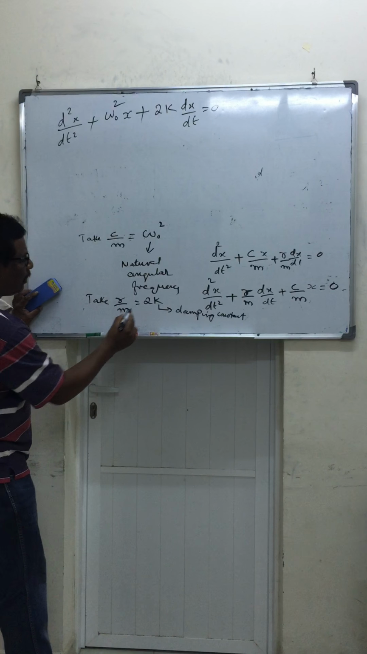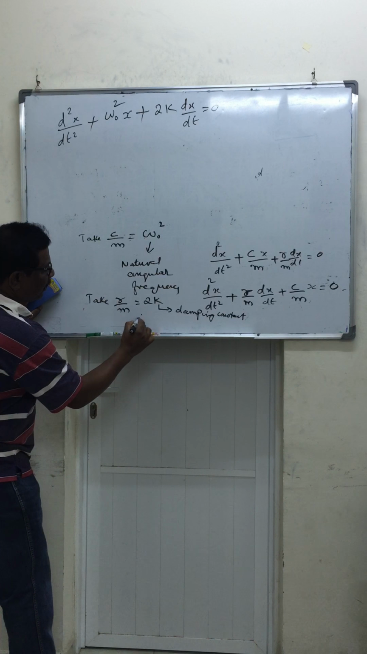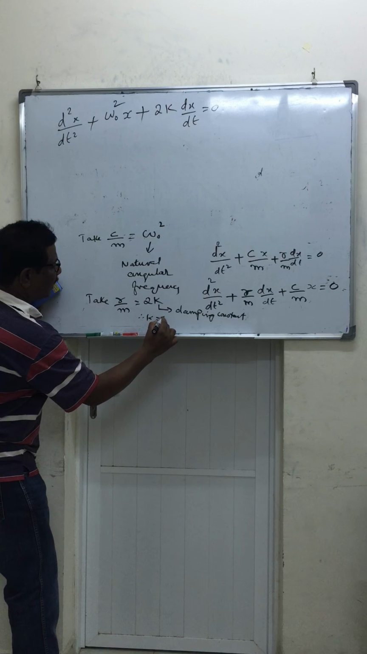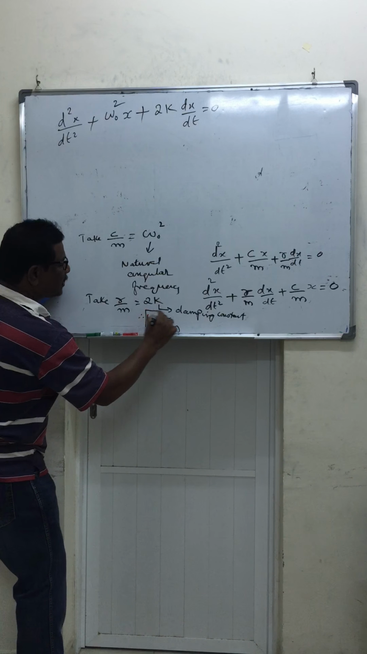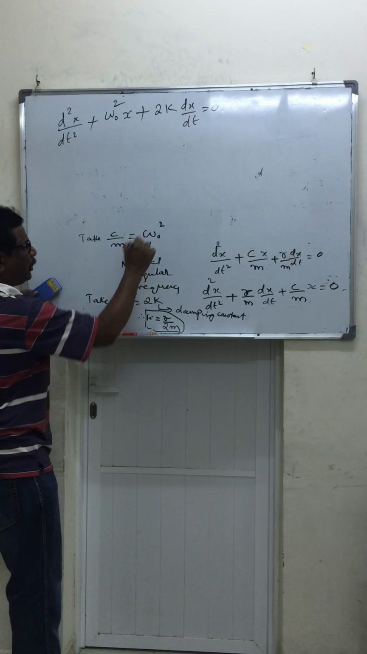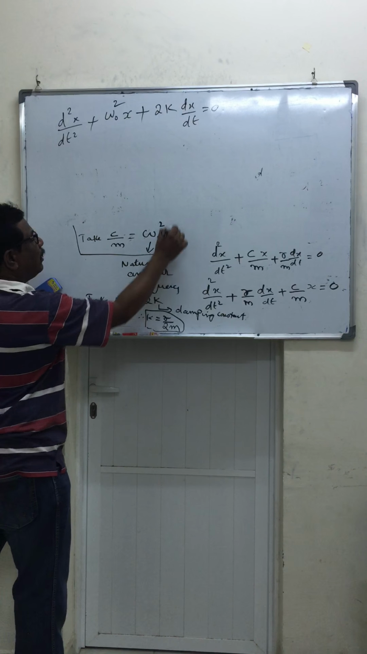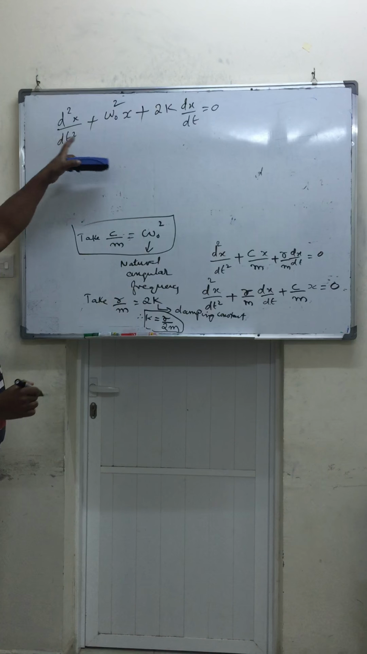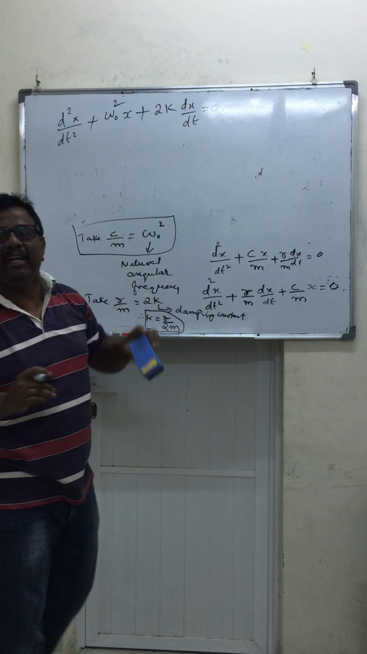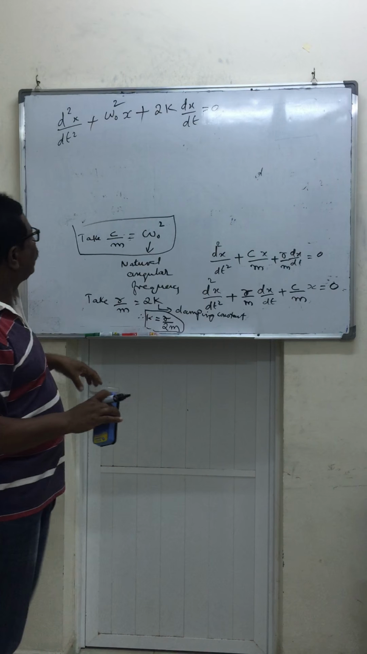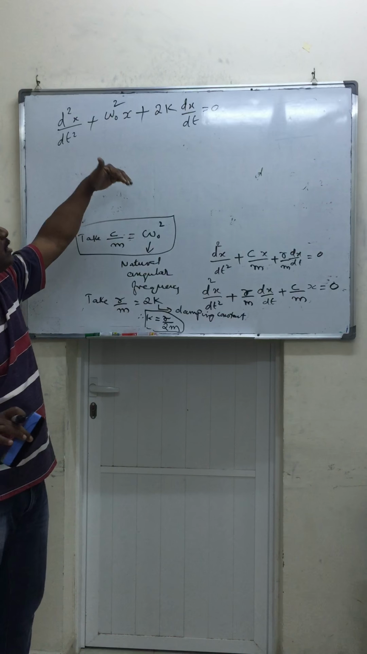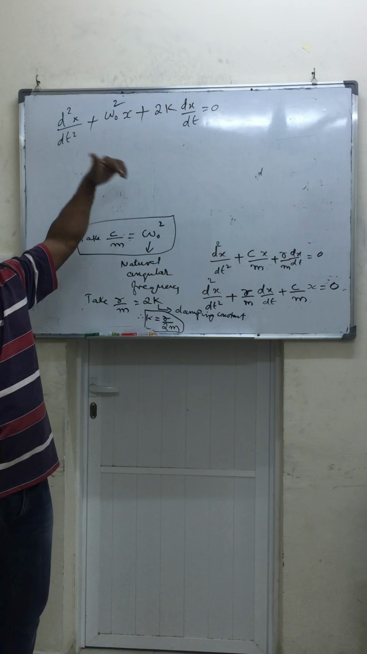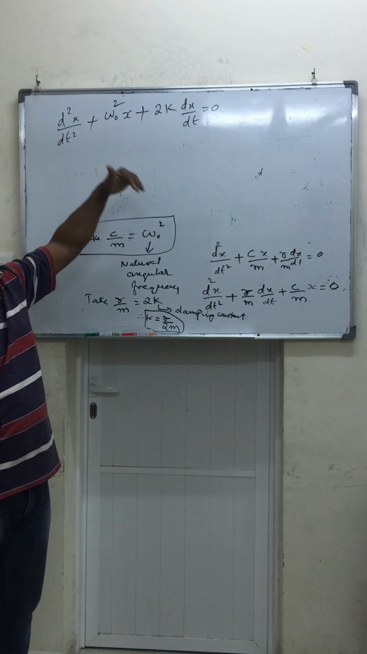And here one more thing, gamma by m is equal to 2k, therefore what is k? K is equal to gamma by 2m. This result we will be using. These two results we will be using later, and now we have arrived at the differential equation of the harmonic oscillator. Next we will be finding the solution. That will be the next class.